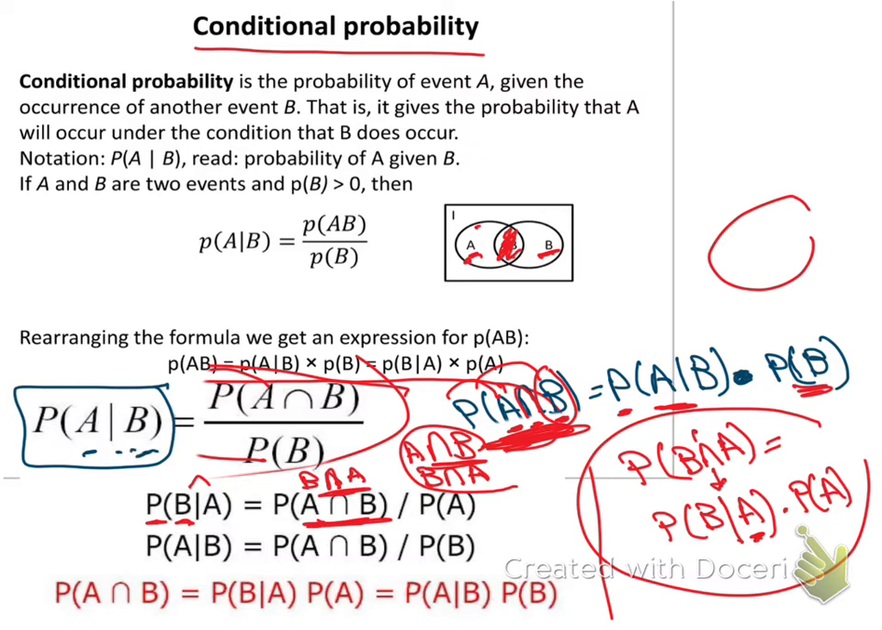So here we can write the probability of B given A equals the probability of B intersect A, or A intersect B, it doesn't matter, divided by the probability of the last one. Here also, the probability of A given B is the probability of A intersect B divided by the probability of the last one. So the one in the denominator is always the last one, the given one, okay?